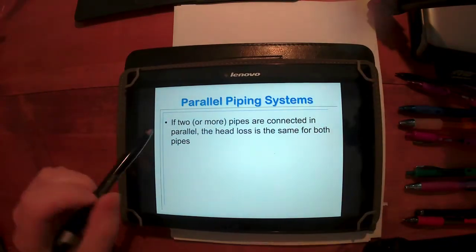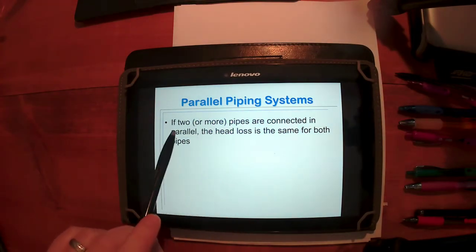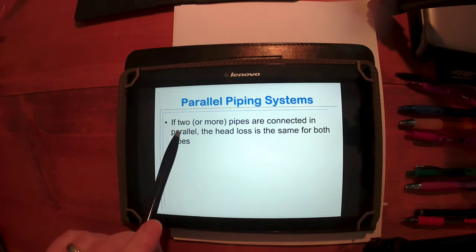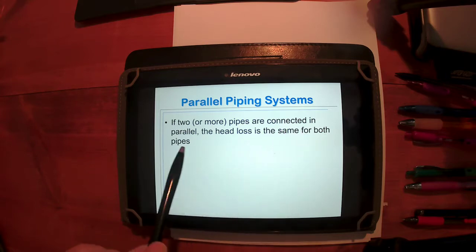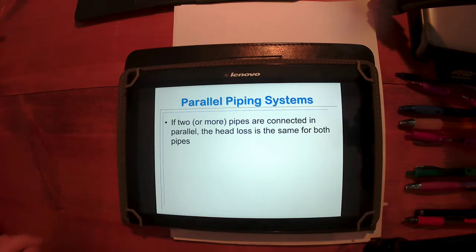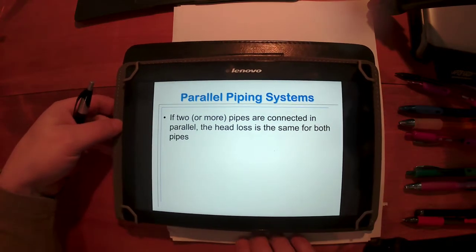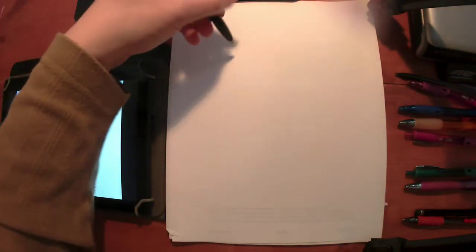Let's mention here what it says. If two or more pipes or conduits, could be 3, 7, 200, as many as you could possibly have, are connected in parallel to one another, the head loss is going to be the same for both pipes, or all 3 pipes, or all 4 pipes. However many pipes are connected in parallel, the head loss, or the energy loss, or the pressure loss, all of the losses are going to be the same. Now, that might seem a little weird. Why in the world would that be the case?